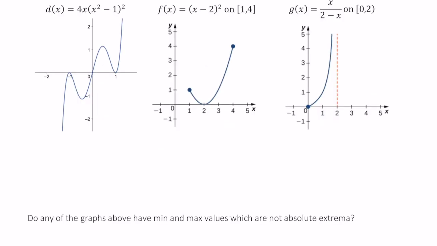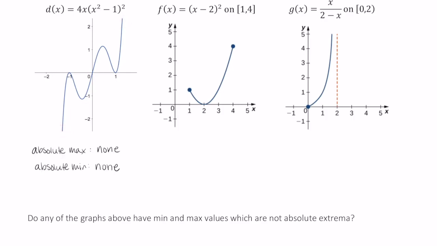Next, I have d of x. So 4x times x squared minus 1, quantity squared, and this is again on R. There is no absolute maximum and no absolute minimum, since we're going up and down forever.